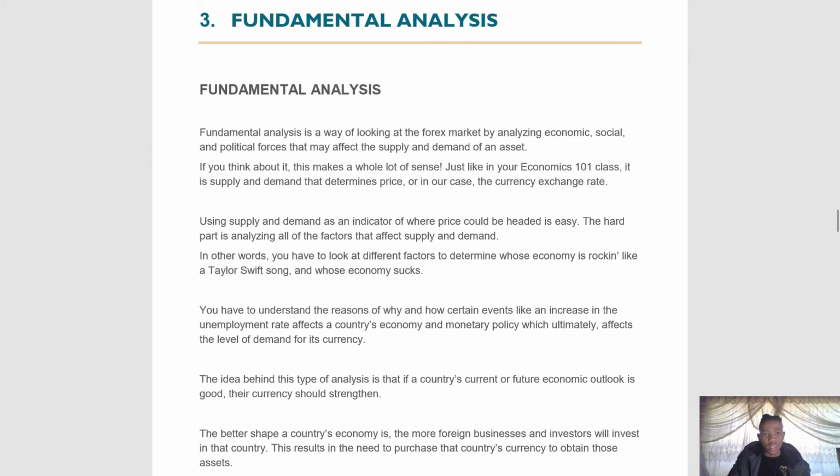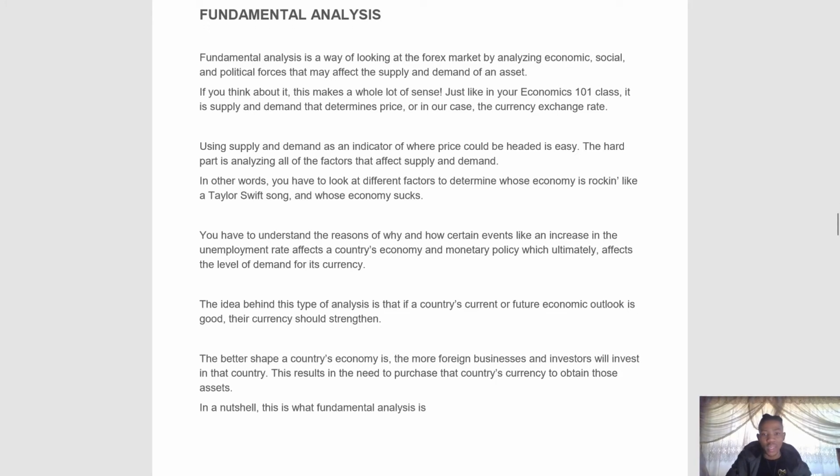But now we are discussing what is fundamental analysis, right? Fundamental analysis is basically news trading. Right? So fundamental analysis is a way of looking at the forex market by analyzing the economic, social, and political forces that may affect the supply and demand of an asset. So if you've done economics, I feel like you can understand what supply and demand is. Supply and demand help us understand the currency exchange rate. So using supply and demand as an indicator of where the price will be headed is easy. The hard part is analyzing all the factors that actually affect supply and demand.